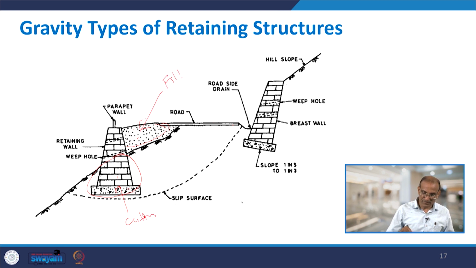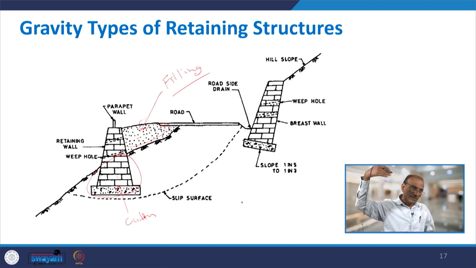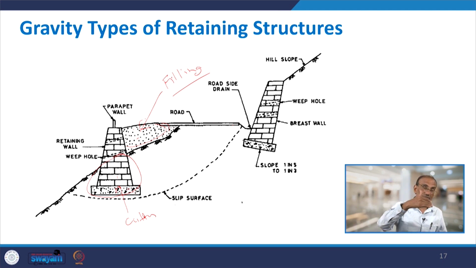So both cutting and filling are done in the retaining wall, and weep holes are provided. Weep holes are inclined downward towards the outside. The basic idea of the weep hole is that rainwater, or any water inside the earth, should percolate and come out through it. So this was the retaining wall.